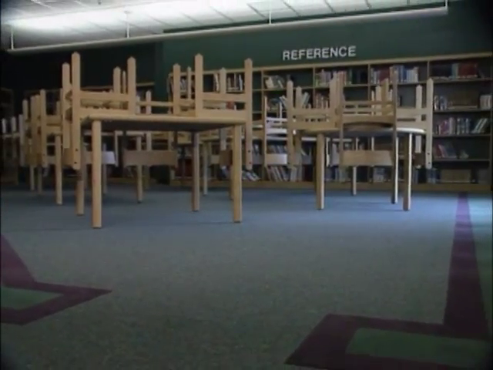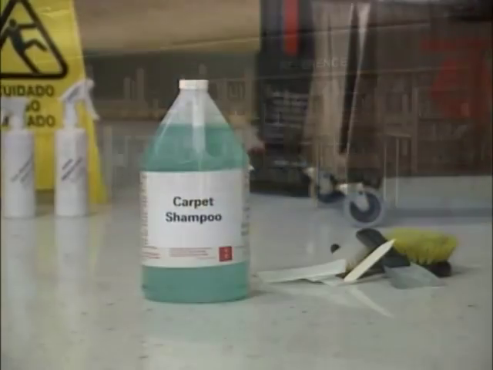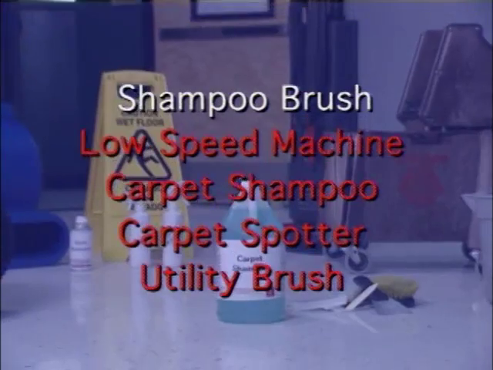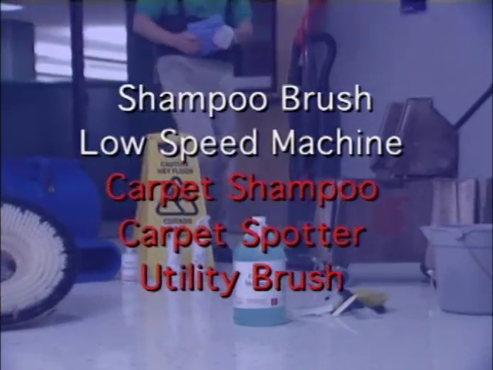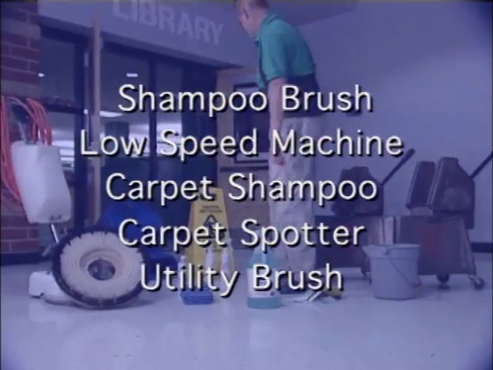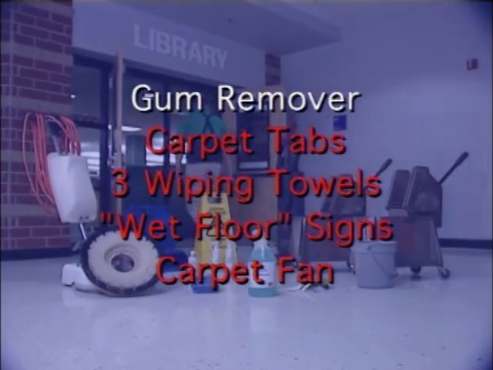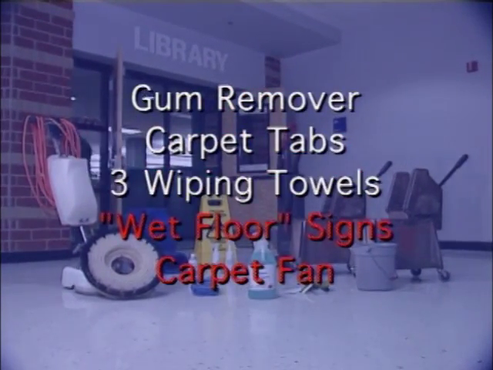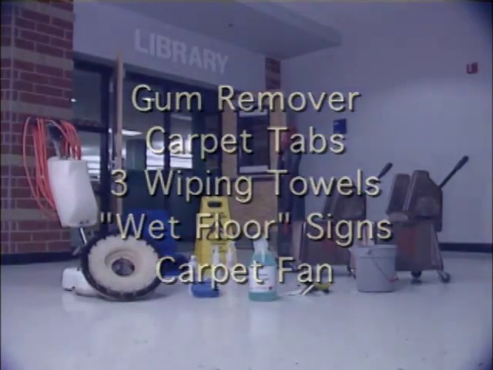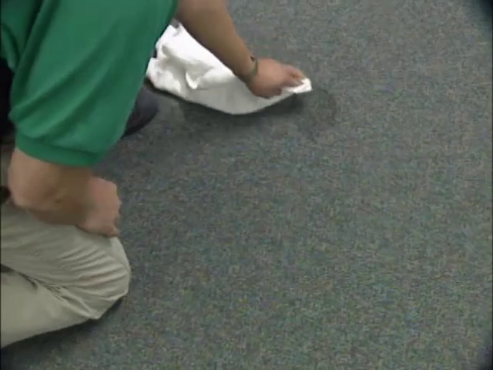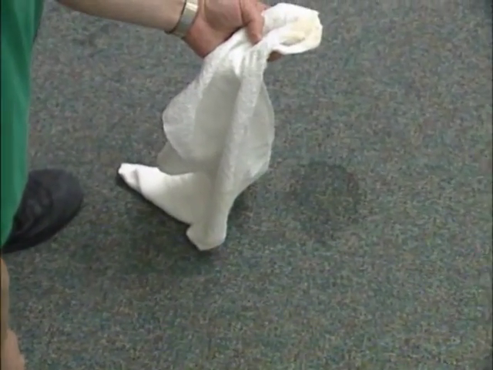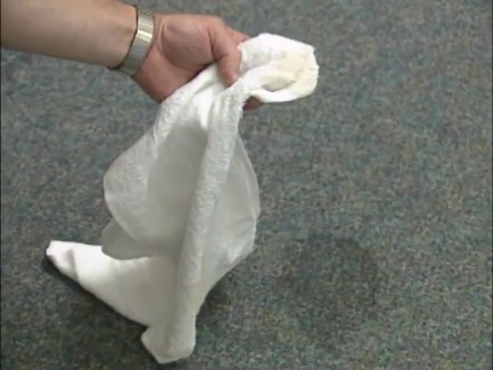You need to clear the work area as necessary and gather the appropriate equipment and materials, including shampoo brush, low-speed machine, carpet shampoo, carpet spotter, utility brush, gum remover, carpet tabs, 3 wiping towels, wet floor signs, and a carpet fan. As with any carpet cleaning method, thorough vacuuming and spot removal must occur. Pre-treating spots can be done as well.